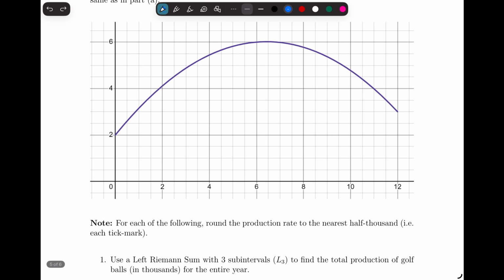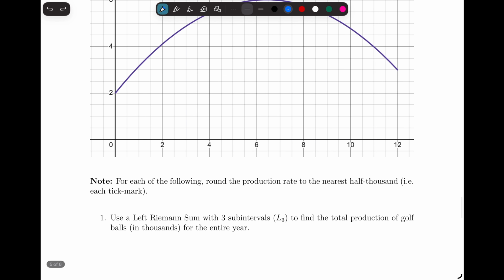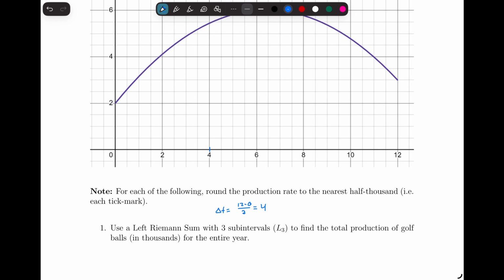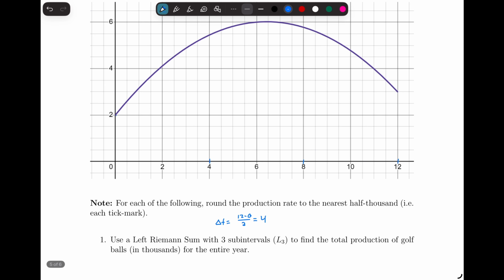Okay, left Riemann sum with 3 subintervals. So delta t will be 12 minus 0. That's our total width. 3 subintervals tells us 4 months is the width of each. 4 months, 4 months, 4 months. Okay. Starting out, on the left Riemann sum, we'll look at t equals 0. Okay, this is our first one, and a height of 2.